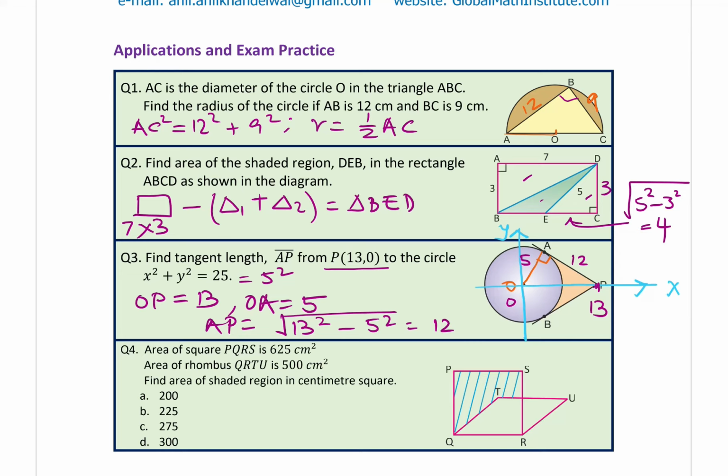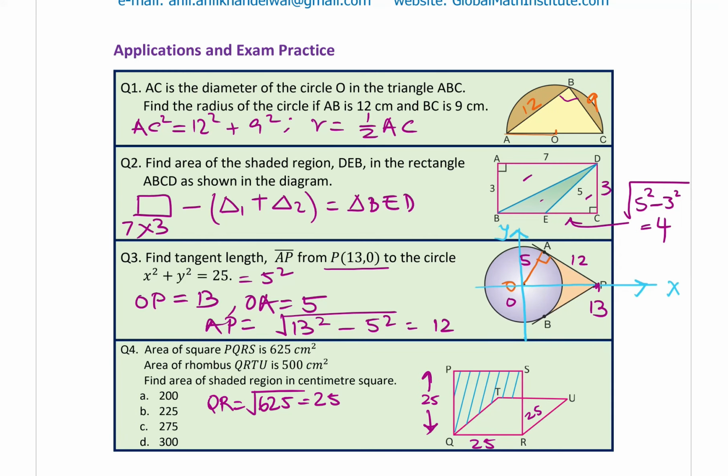The last question, question number 4, is: the area of square PQRS is given to us as 625. So we should find what is QR. From here, we know that QR is the square root of 625. So the side length is actually 25, correct? So each side is 25 for you. All these sides are 25 each. Is that clear to you?